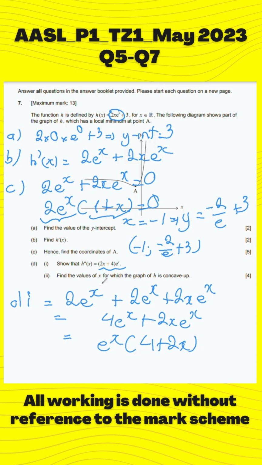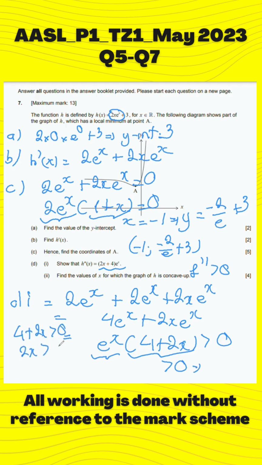Find the values of x. So concave up, that means the second derivative must be bigger than 0. So this one must be bigger than 0. e power x is always positive, so 4 plus 2x must be bigger than 0. So 2x bigger than negative 4. So x must be bigger than negative 2.